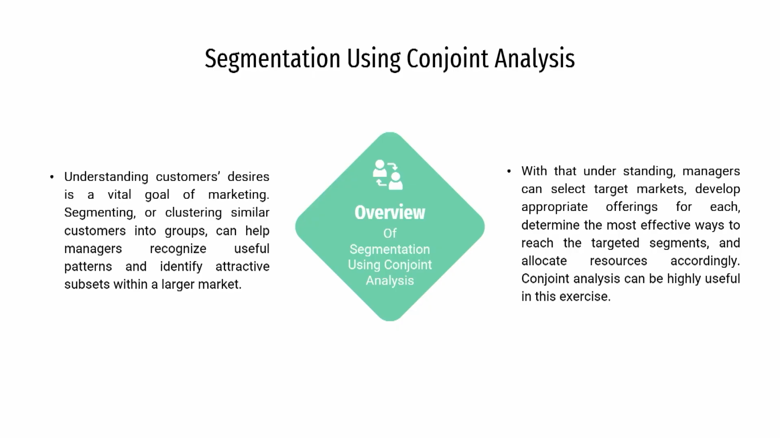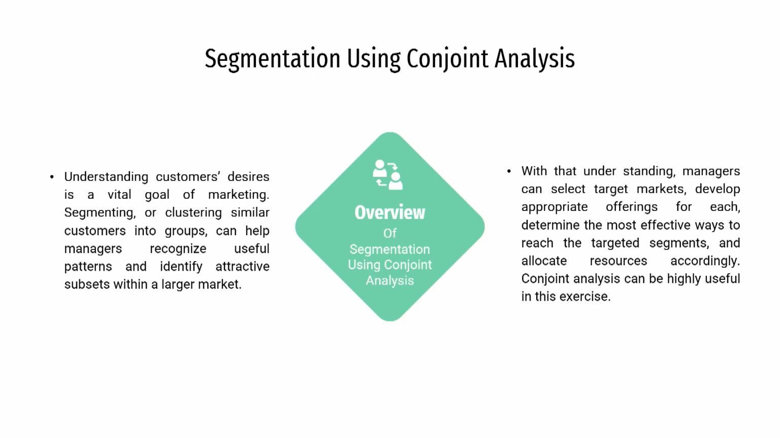Now let us talk about segmentation using conjoint analysis. We know segmentation is nothing but dividing the heterogeneous market into homogeneous groups, so that we can make a better appeal to each of these individualized segments. Understanding customers' desire is a vital goal of marketing. Segmenting or clustering similar customers into groups can help managers recognize useful patterns and identify attractive subsets within the larger market. With that understanding, managers can select target markets, develop appropriate offerings for each, determine the most effective ways to reach the targeted segments and allocate resources accordingly.